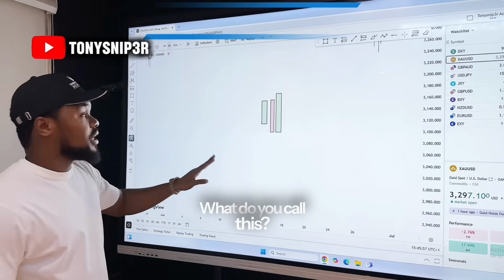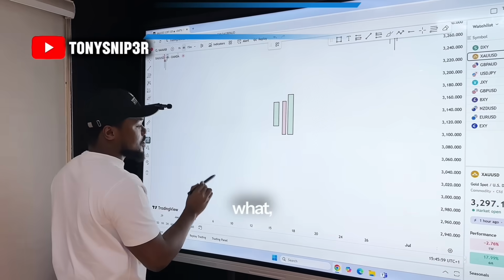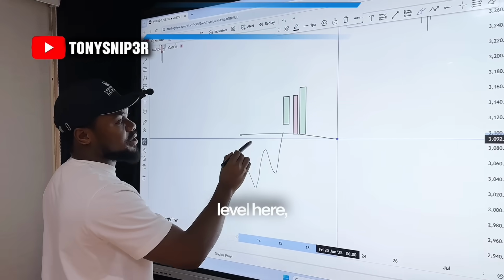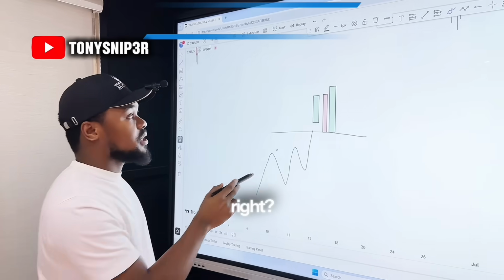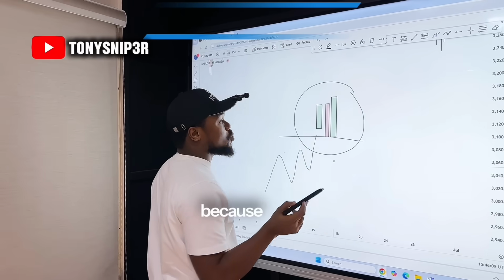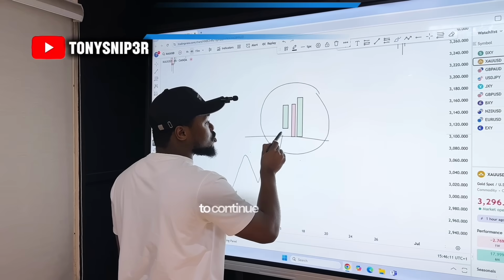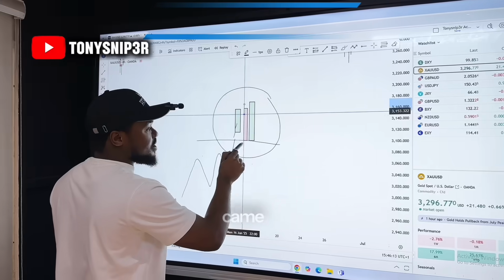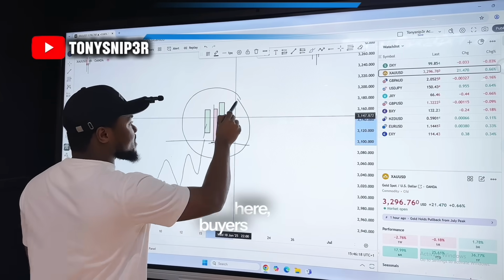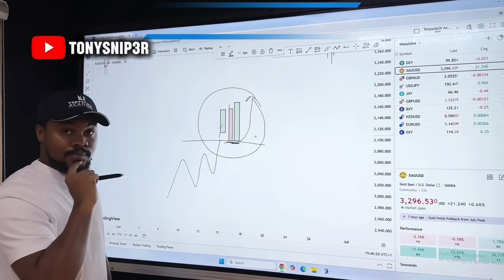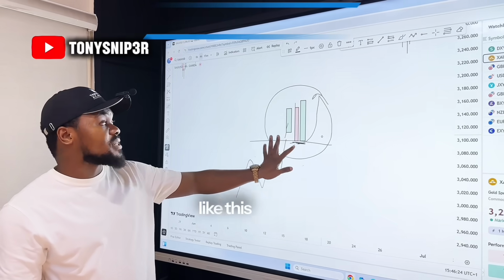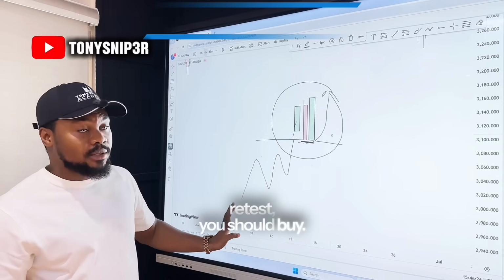What do you call this? Imagine a market was pushing to the upside. Then the market got to a resistance level here. Then you saw this. This is a perfect opportunity for a buy. Because why? The market wanted to continue pushing, then sellers came in. Now, as sellers came in at this level here, buyers entered aggressively. This is a good opportunity to take a buy. Do you understand? If you spot something like this around the break and retest, you should buy.